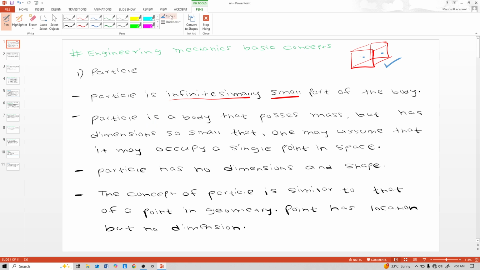The second bullet point is: a particle is a body that possesses mass. So this body possesses mass. This body has its own mass and weight. Mass is nothing but the quantity of matter contained in a body. So the particle is a body that possesses mass but has dimensions so small that one may assume that it occupies a single point in space.